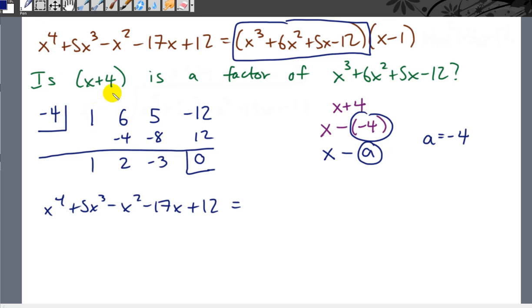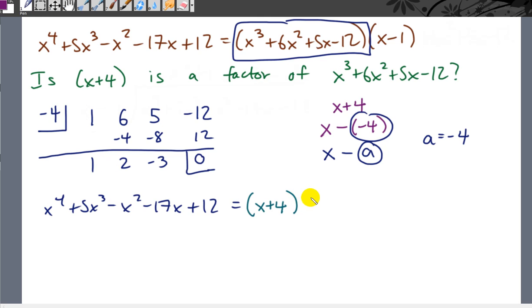So this is true. X plus 4 is a factor because the remainder is 0. Now, if we get a remainder that is not 0, that means we probably have to try a different number. So I was nice enough to just give this to you. From this here, this becomes x plus 4, and then what we have is 1x squared plus 2x minus 3.